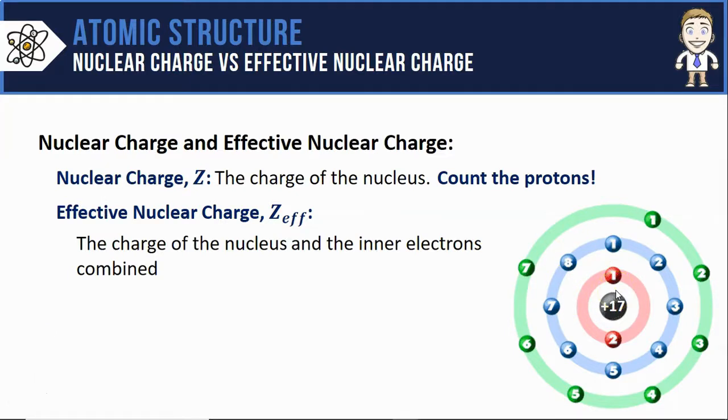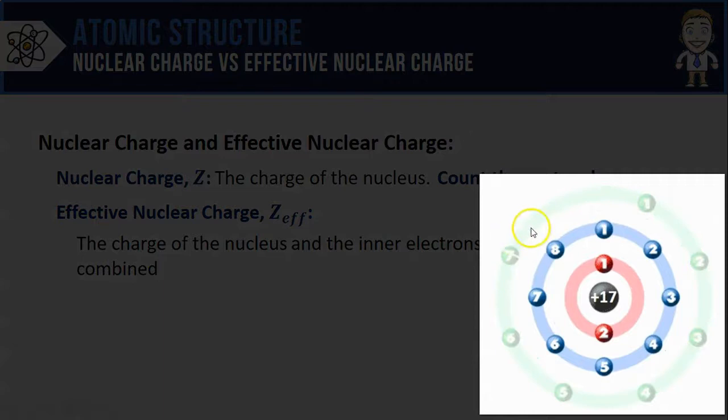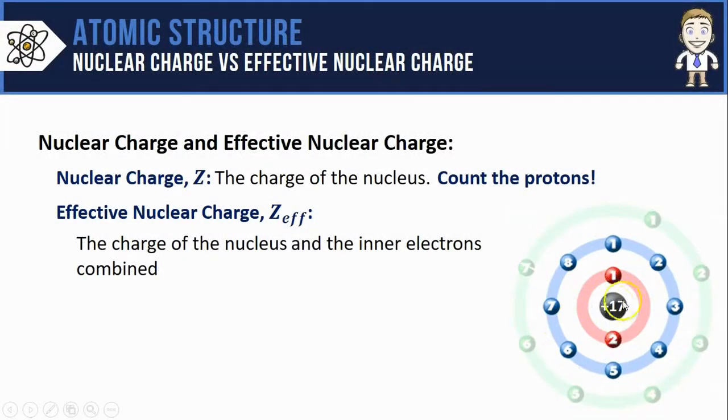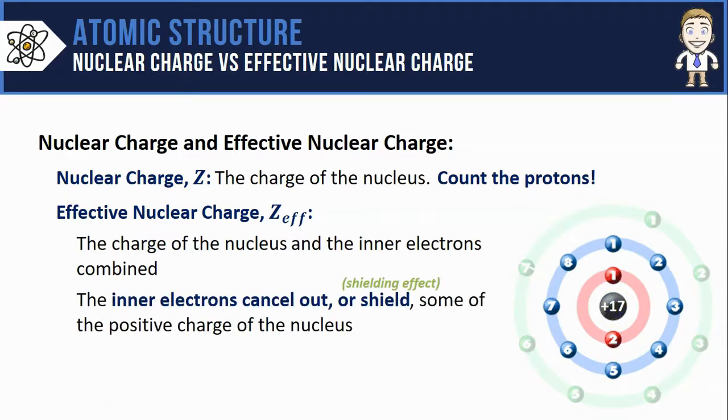Its effective nuclear charge is like saying, let's ignore these outermost valence electrons and just think about the charge that results from this plus 17 nucleus and these core electrons combined together. That combined charge will be different than the charge of the plus 17 nucleus all by itself, because those inner electrons will cancel out or shield some of that positive 17 charge of the nucleus. This is often referred to as the shielding effect.